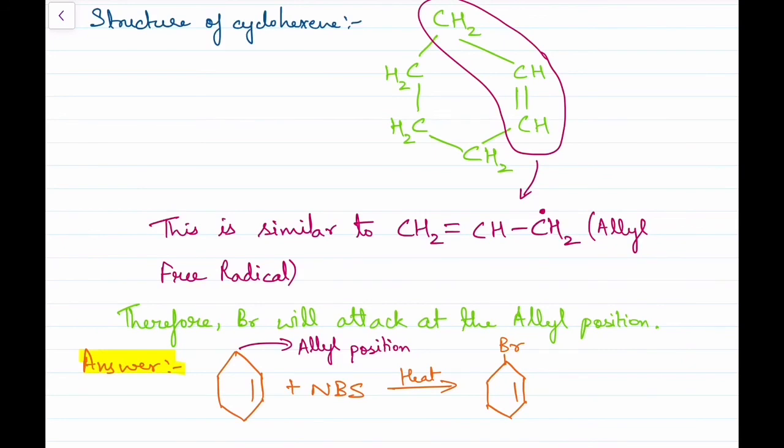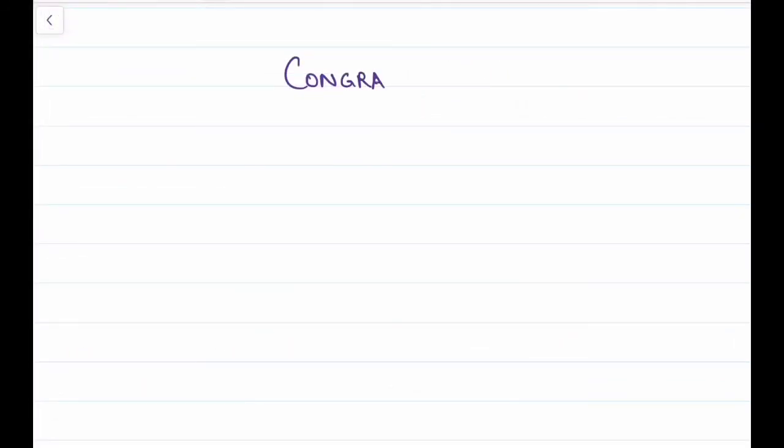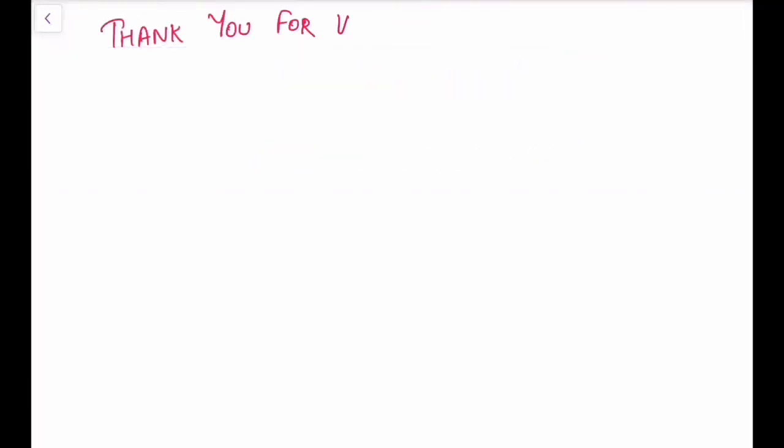That's all, guys. We've gone over all of the main and important points of free radical and free radical substitution and broken down the concepts in very easy and simple to understand formats for you. We hope you could understand this concept.